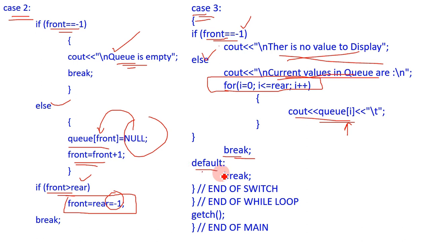The default case is a break, which means the control will go from the switch statement to the body of the while. This is used for the end of the switch, the end of the while, and the end of the program. Getch means get character. So this is the actual implementation of the queue. Now let's move to the execution of this implementation.